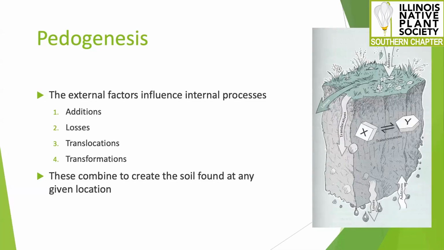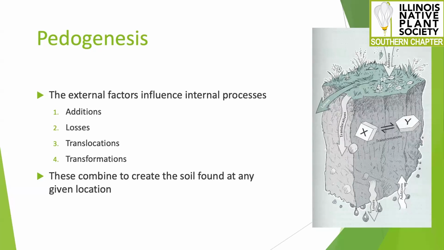Losses: erosion from the top, losses of organic matter through decomposition. We can leach things through the soil, so losses at the bottom. Translocations: moving things around within the profile itself. A really common translocation is taking clays from the shallower parts of the soil, moving those clays down into deeper parts of the soil and accumulating them in that deeper part. Lots of other translocations too.